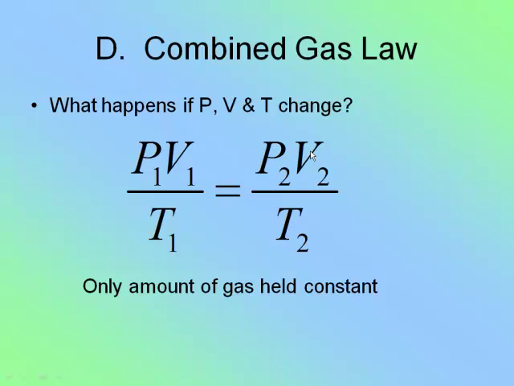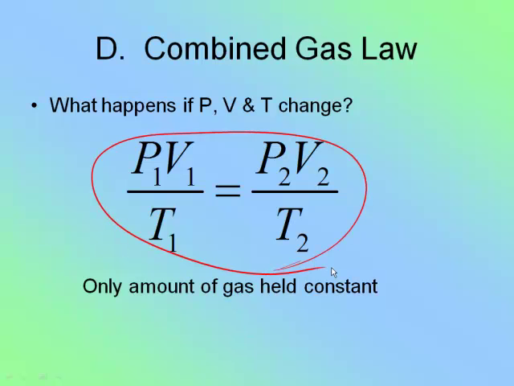So you'll see that the combined gas law is basically a combination of all three things together. So you've got P1 times V1 over T1 equals P2 times V2 over T2. The only thing that's going to be held constant is your amount of the gas. So in other words, moles. So how much gas is there? You're in a nice sealed container, so that's never going to change.